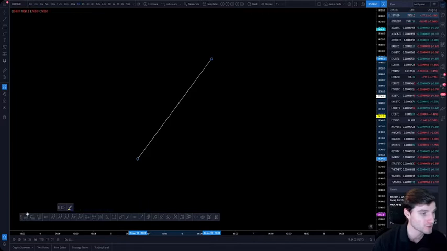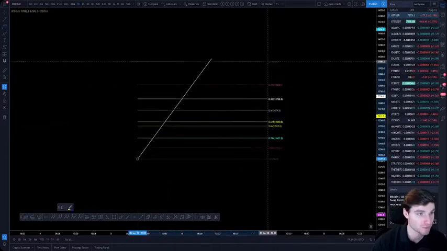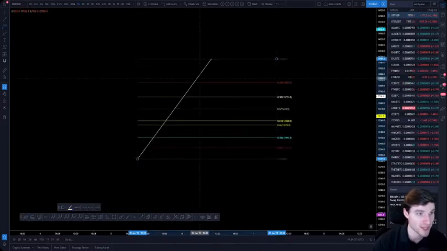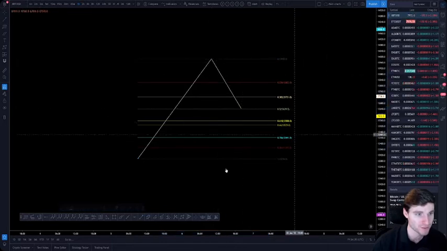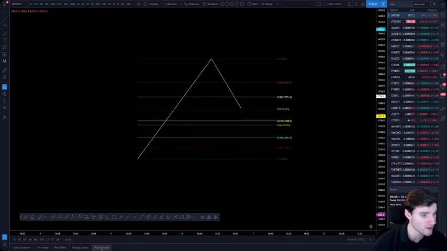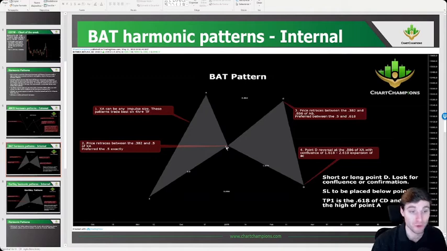Once we've got our impulse, loading up our Fibonacci retracement from low up to the highs, let's say we get this perfect 0.5 Fibonacci retracement. Very nice indeed. And then from the 0.5 Fibonacci retracement, we are looking for a secondary impulse.